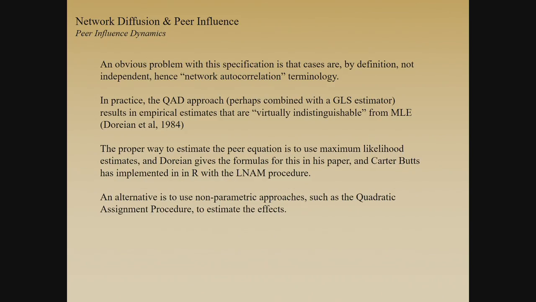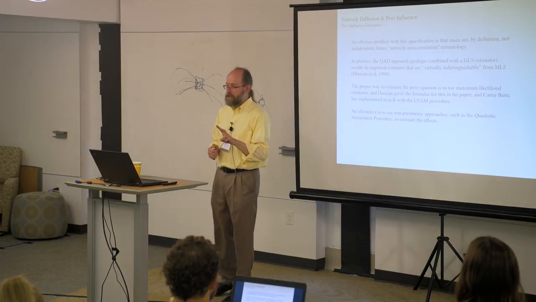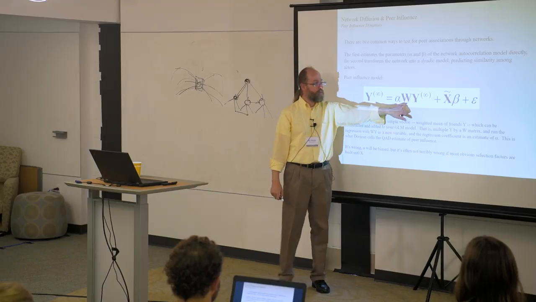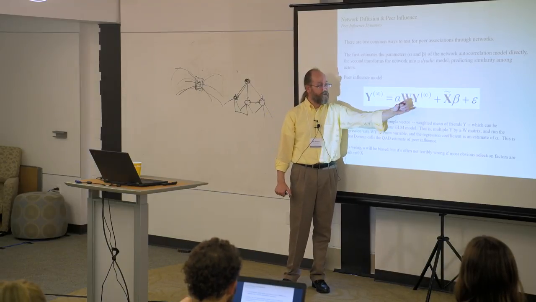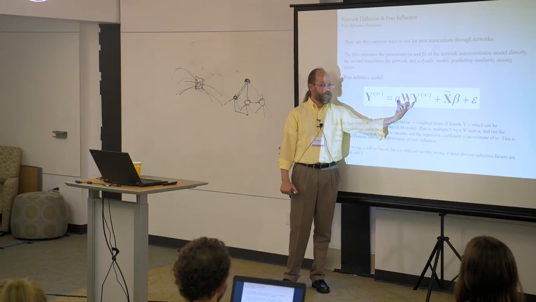You do fine. When I need to estimate these models, I tend to use the R package, the linear network autocorrelation model, the LNAM model that Carter Butts put together. It's a really nice model for doing this, and one thing that I like about it a lot is that it allows you to actually have two separate parameters here for a peer influence effect. So you can have a direct effect, which is the causal estimate you're trying to estimate here, which is the association between your peers' behavior and your own behavior.